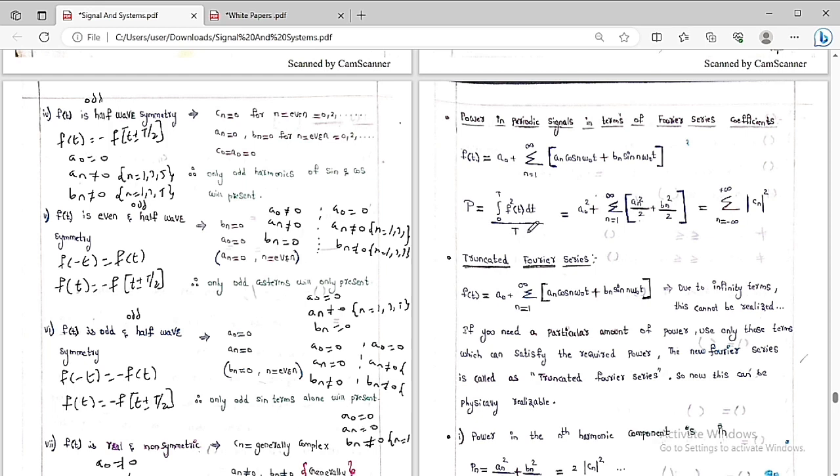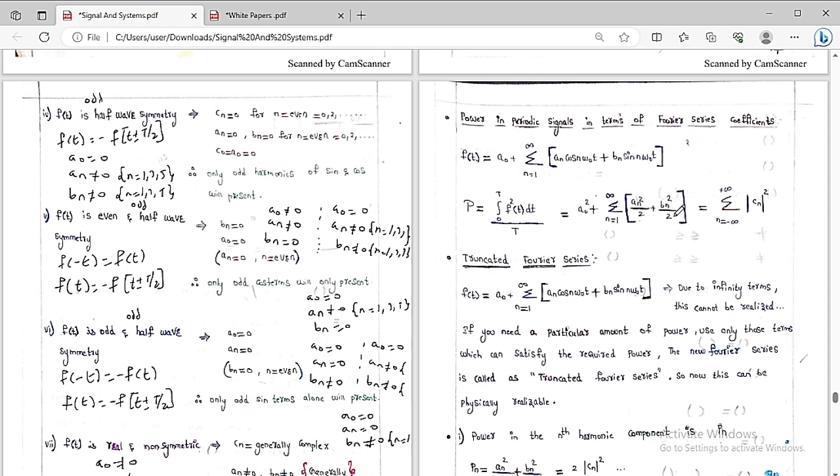So then what are we going to get? If you simplify, we are going to get a naught square plus sigma n equals 1 to infinity of an square by 2 plus bn square by 2. So if you simplify this, finally we get a naught square plus sigma n equals 1 to infinity of an square by 2 plus bn square by 2.